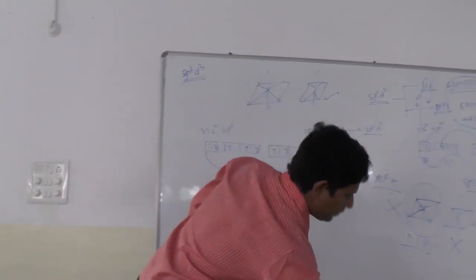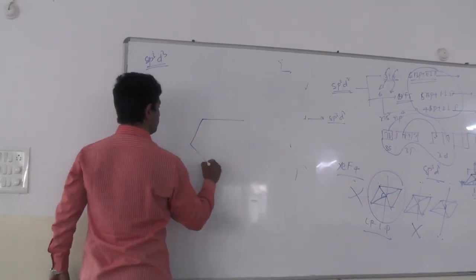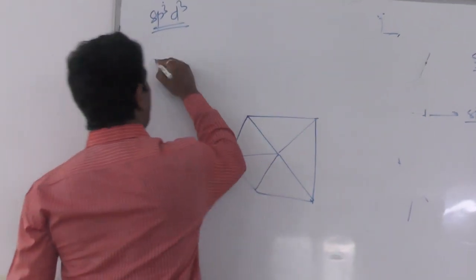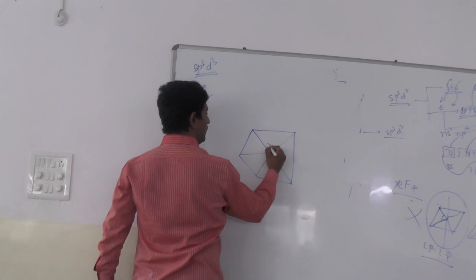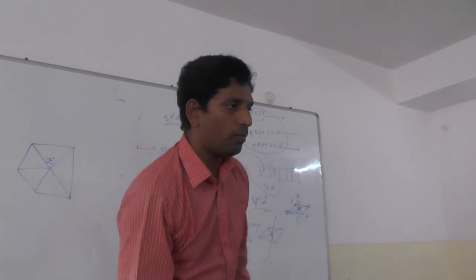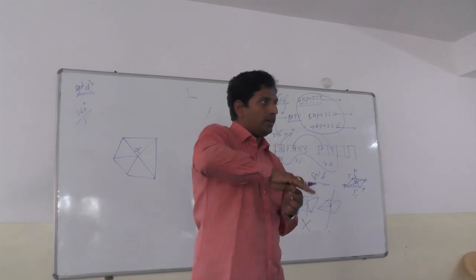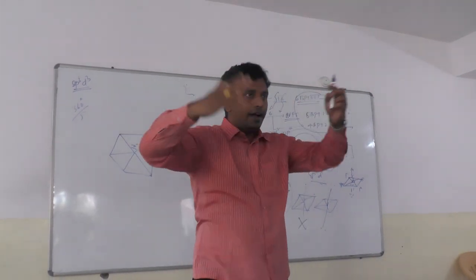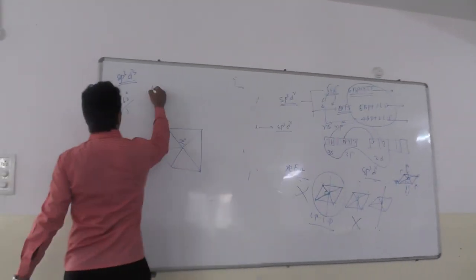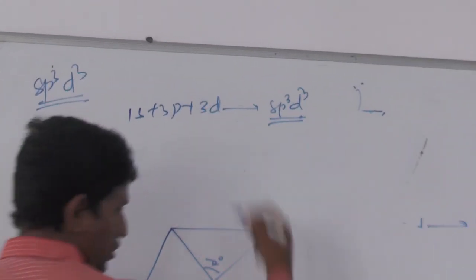Pentagonal. What is the meaning of penta? 5 bonds. Yes. So 360 degrees by 5, obviously 72 degrees is the bond angle. So the same plane is the pentagon, and the top one and bottom one, join the 5 corners on the top side and join the bottom side. Obviously pentagonal, the top one is one pyramid and the bottom one is another pyramid. Two pyramids, pentagonal bipyramidal. So 1 s orbital plus 3 p orbitals plus 3 d orbitals is the sp3d3 hybridization.